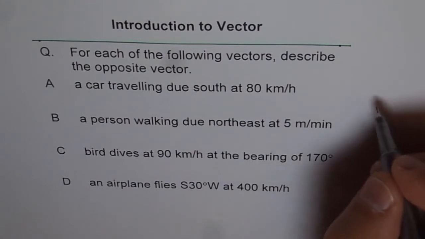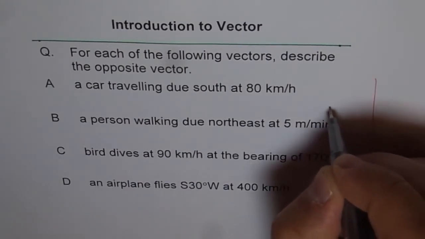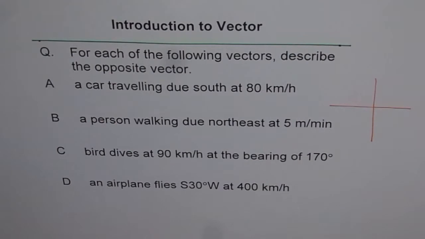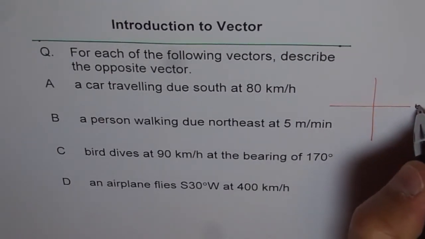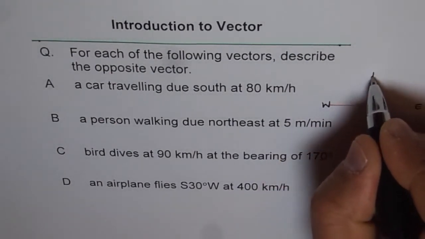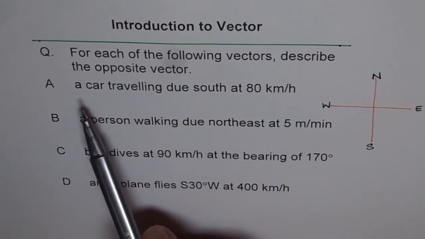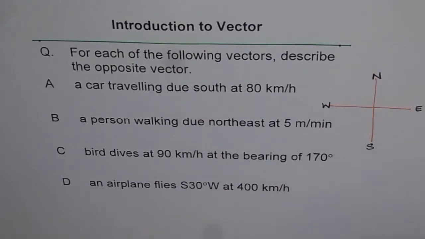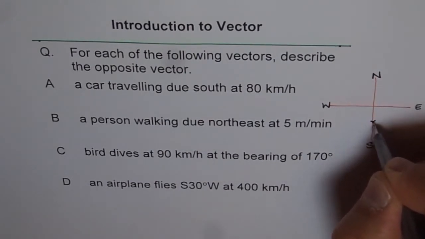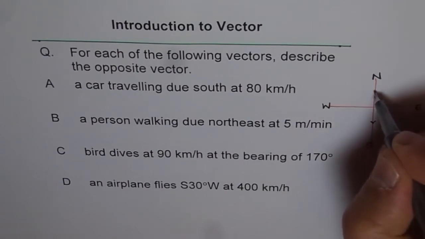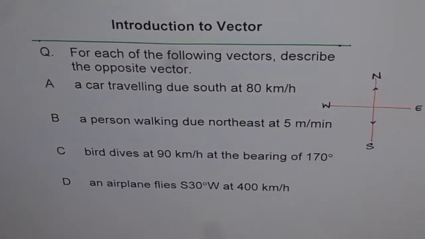As a reference, I'll make my coordinate plane and just write east, west, north, south on this. So this is east, that is west, and we have north and south, correct? Now north is positive direction for us, east is also positive direction for us, south and west are considered negative directions. The first one is car traveling due south. That means in this direction. So opposite to south is north.